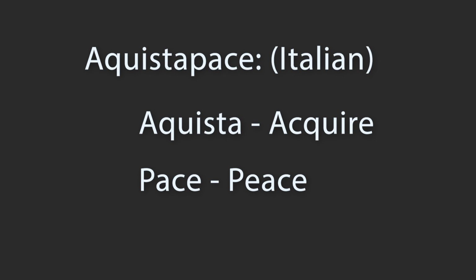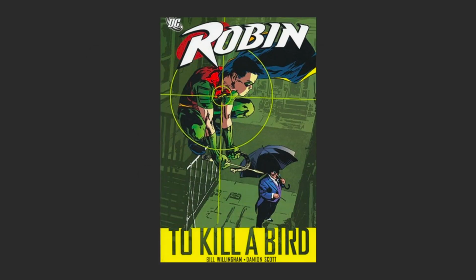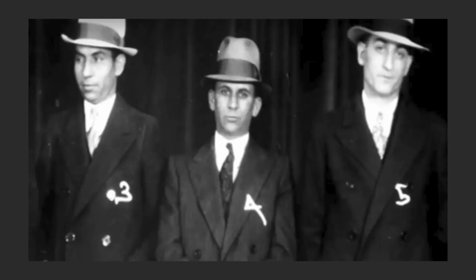A couple of years later, when I needed a name for an Italian mobster, I remembered that because I wrote it down. And he became the mobster in my run on Robin, called Mr. Akista, an Italian name that means acquire. And what a wonderful name for a mobster is that his name actually means acquire, which is something apparently they like to do.